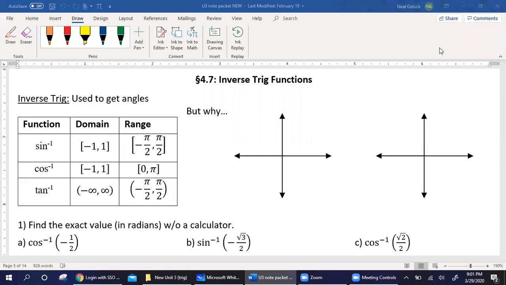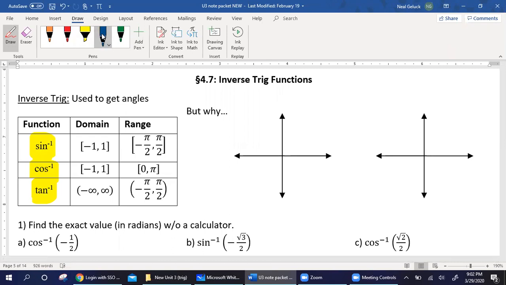Okay, pre-calculus, this is the first video for the 4.7 notes. We're doing inverse trig. We've done inverse trig with the calculator at the beginning of this unit, but remember that inverse trig has that little raised -1, which does not mean reciprocal. It does mean inverse in this case.